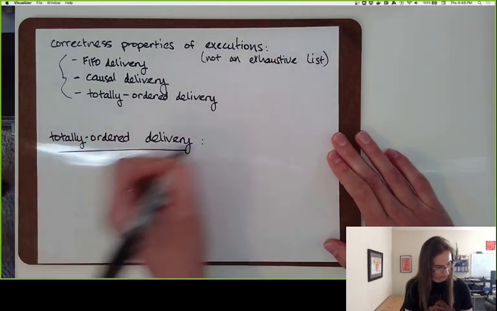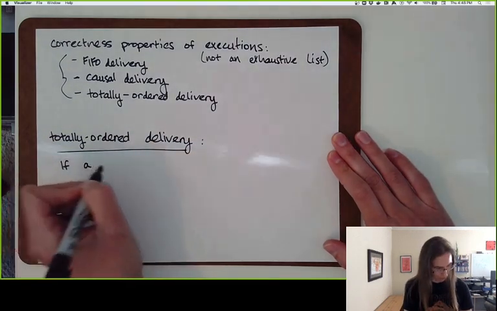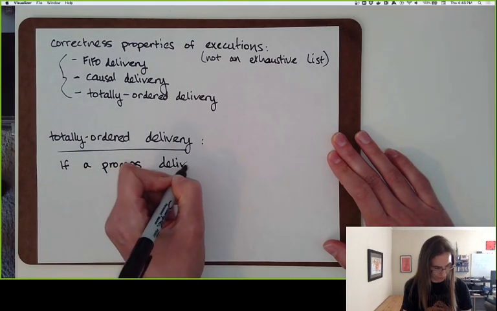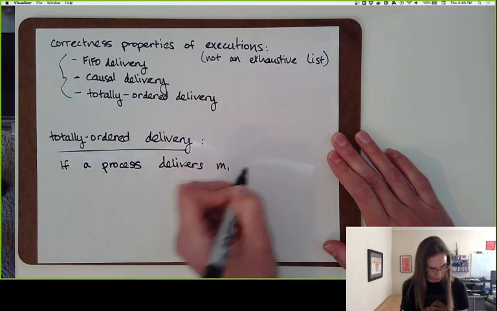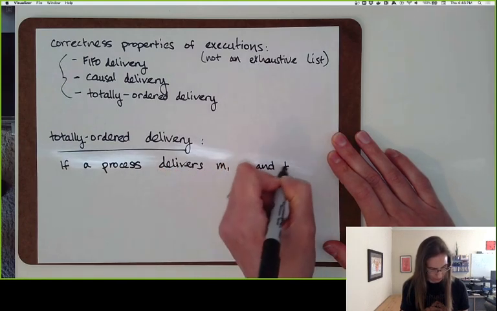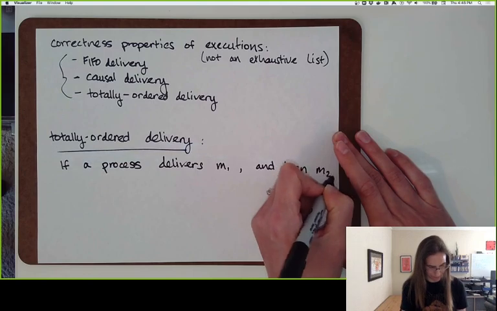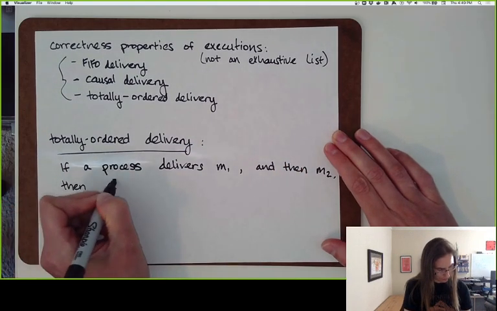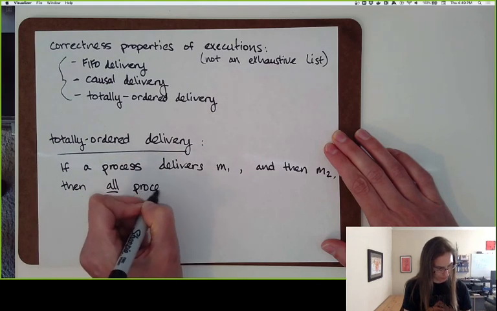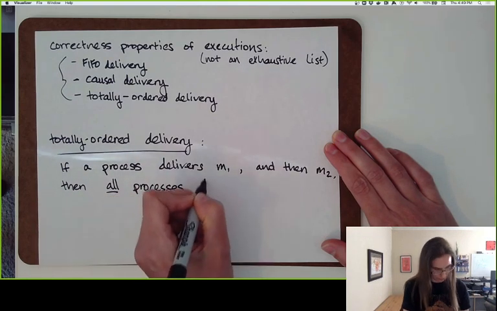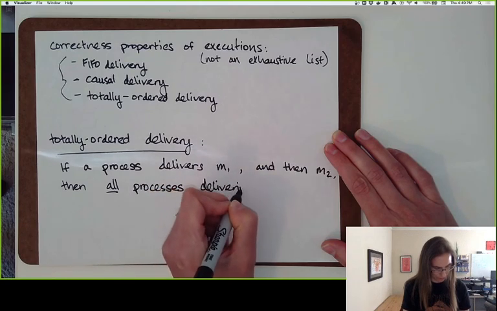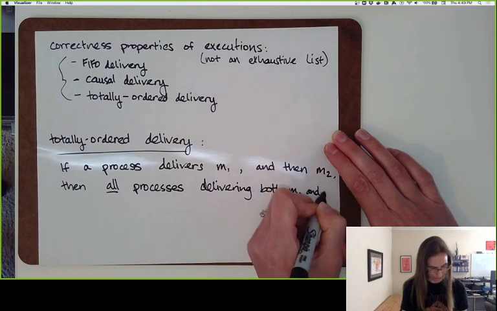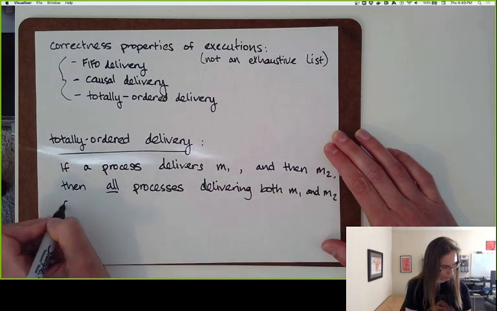This says, if a process delivers M1 and then M2, then all processes delivering both M1 and M2 deliver M1 first.